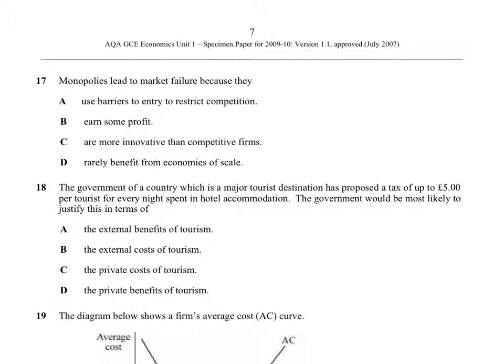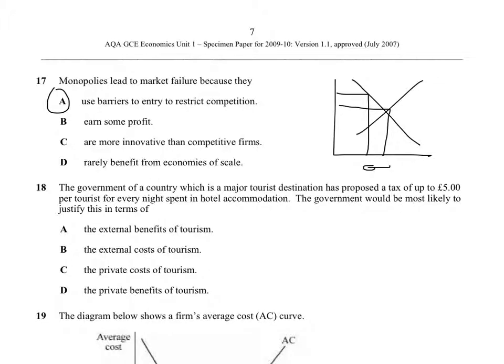17. Monopolies lead to market failure because they use barriers to entry to restrict competition. The basic idea is that a monopolist will choose a price and output level different from a competitive market. They restrict output and force up prices in order to make higher profit.